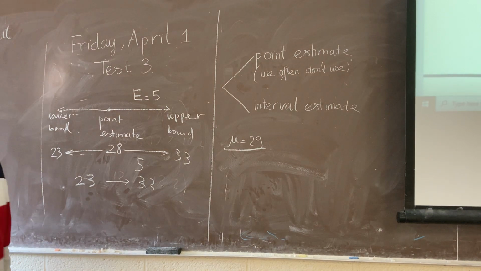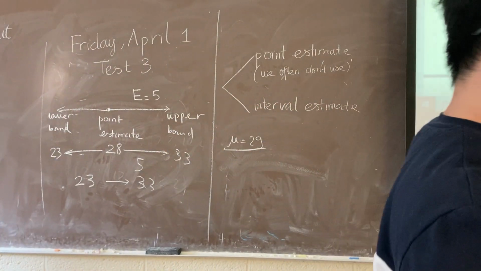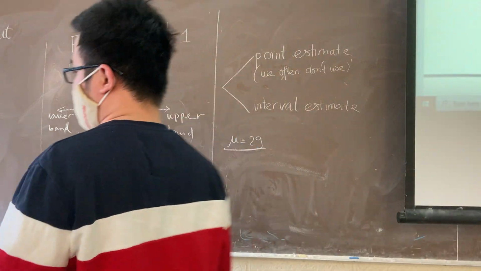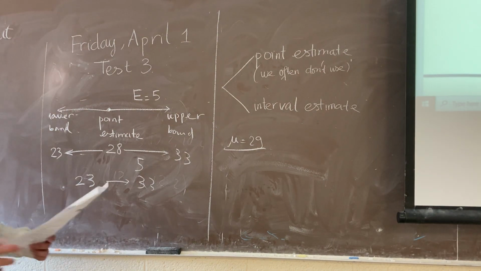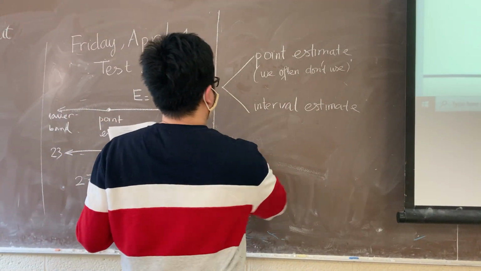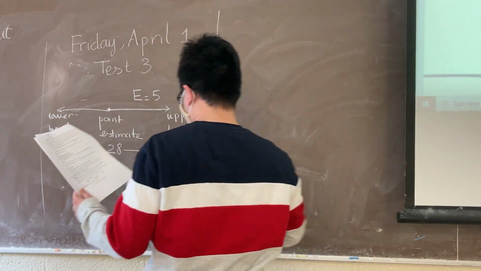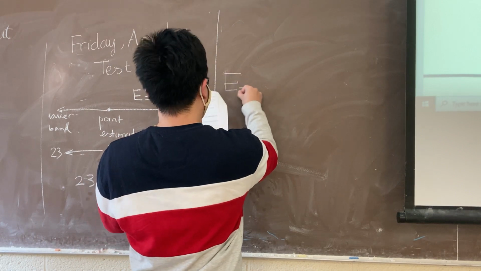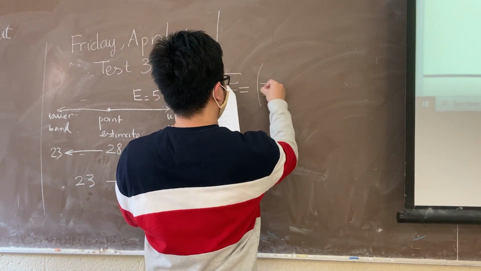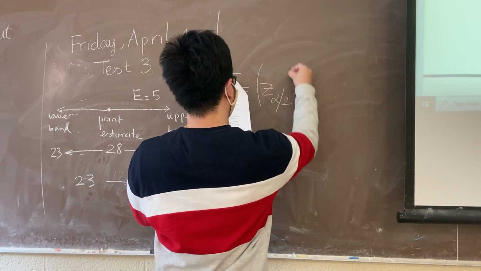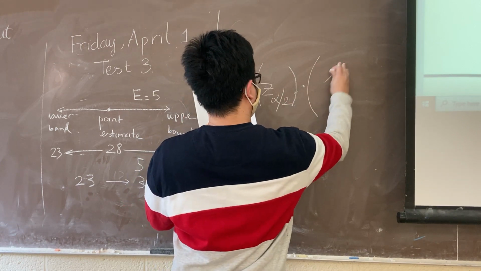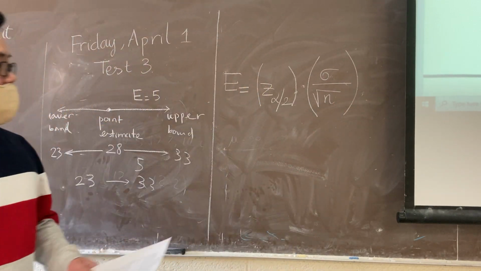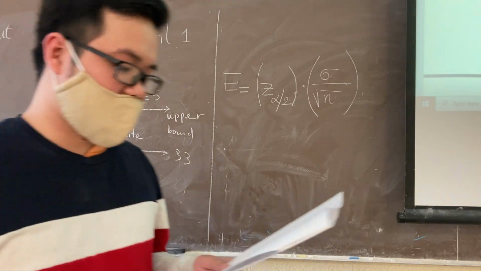Okay, now we will focus on how we find E. How do we find the margin of error? You can look at your handout and you see this is the formula to find the margin of error. So E here will be calculated by this formula: z alpha over 2 times sigma over square root n. This is the crucial formula.